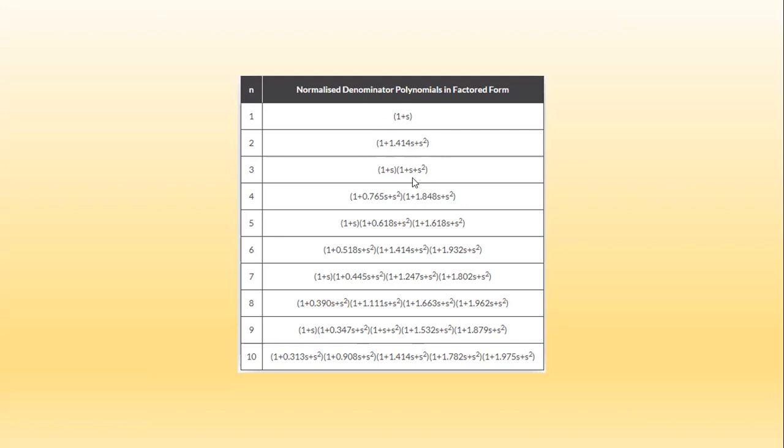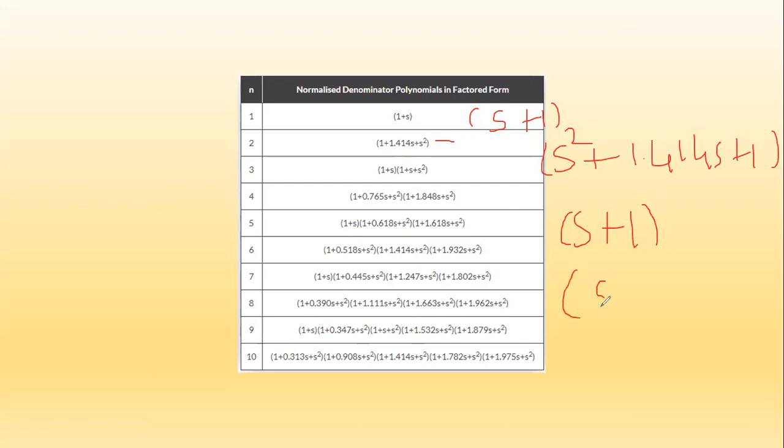You can write it like this also. In some books it is given like this, but in some books it is given like this. You can write this equation as s square plus 1.414 s plus 1. This is for n is equal to 2. And n is equal to 3 is s plus 1 times the quadratic.